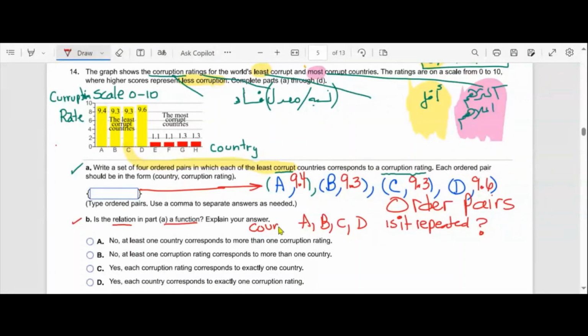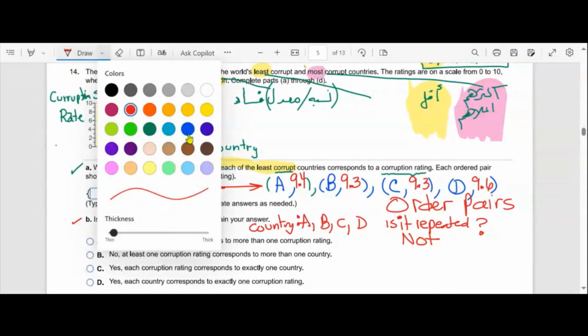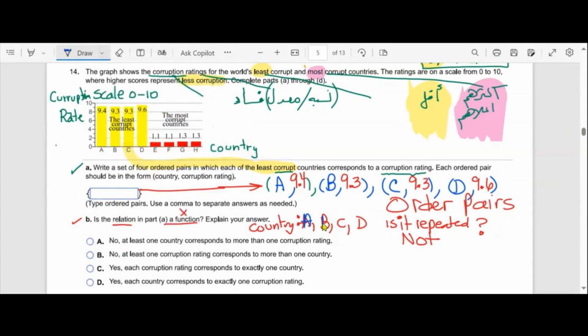The countries. When we look for a function, we usually look at the x values. So what is x here? The countries. No, we're looking at the country. What is the country? A, B, C, D. Those are the countries. Is it repeated? No. It's not repeated. So if it's not repeated, that means it is a function.